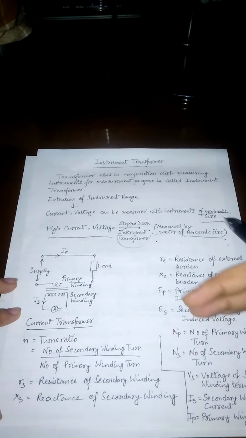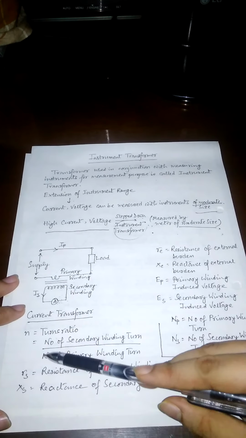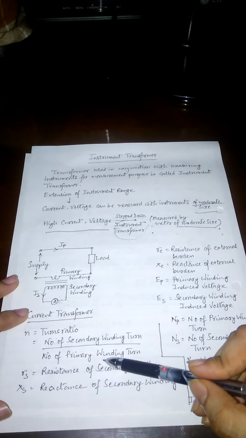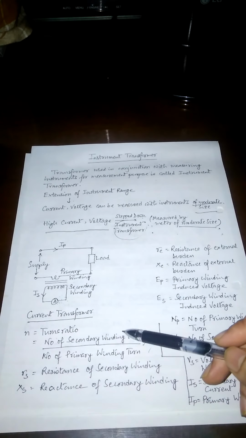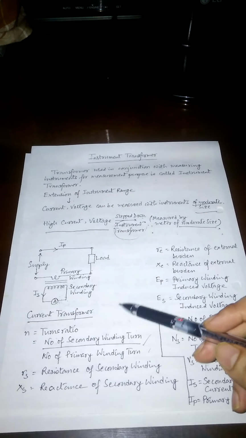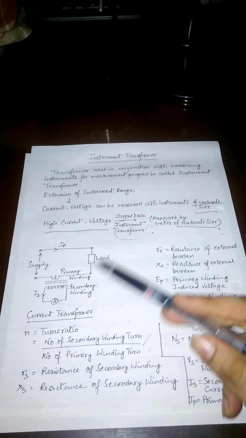Now if we are considering the turns ratio, the turns ratio N is equal to the number of secondary winding turns divided by the number of primary winding turns. That means the secondary winding turns are totally dependent on the turns ratio, and obviously on how much it is going to step down the current here.